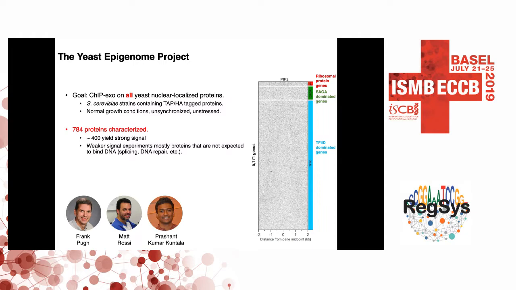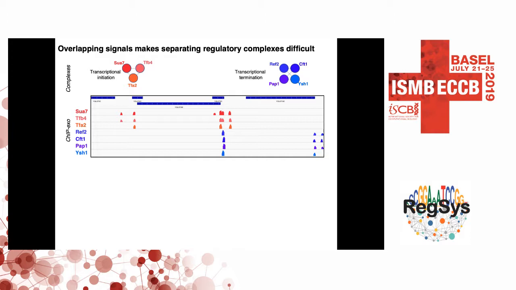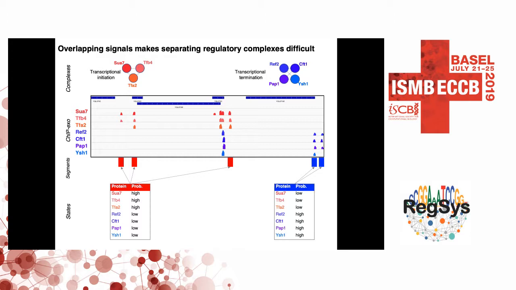Imagine we have two complexes here, one of which is transcriptional initiation associated, the other which is transcriptional termination associated. These will have ChIP-exo patterns, peaks along the genome. A state-based model would be able to find potential complexes in this space at regions where these complexes exist alone, right? So you'd have some high probability here for the transcriptional initiation components, and likewise for the termination components here. But these states will not represent regions where these complexes are overlapping very well, right?